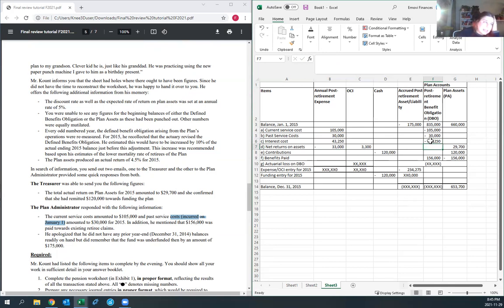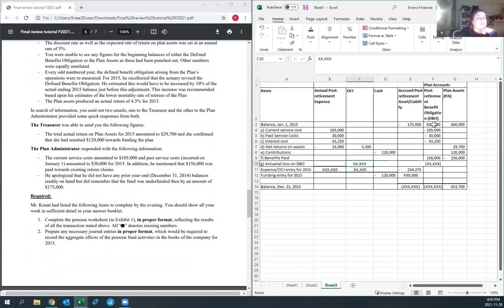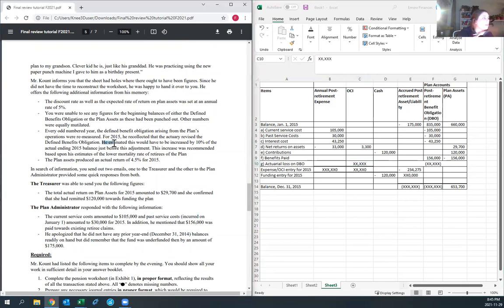And then all I'm missing is my actuarial loss on DBO. And this amount basically is 10% of all my transactions in the DBO for the year, because it was estimated that the DBO balance should be increased by 10% of the actual ending 2015 balance. So that means that it's going to be the sum of all of these, maybe as a negative, we're going to see, times 10%. So 81,000, that's not right. Did I make a mistake here? 105, 30,000.